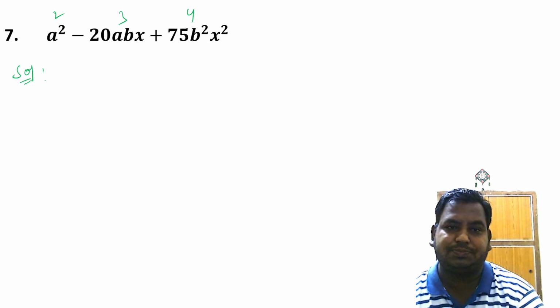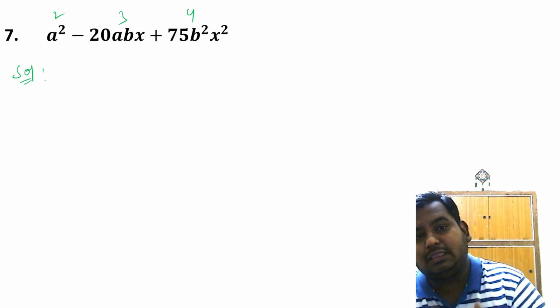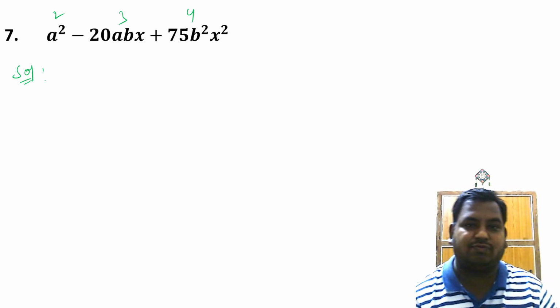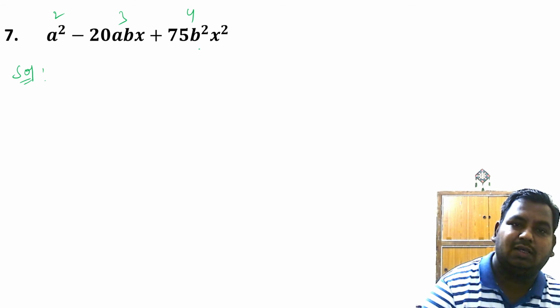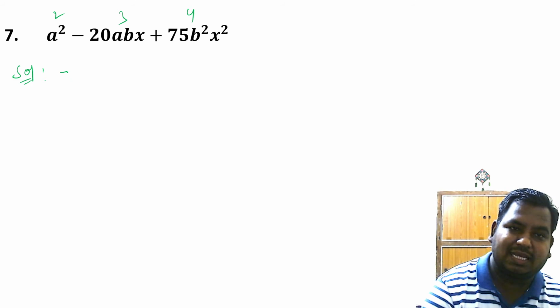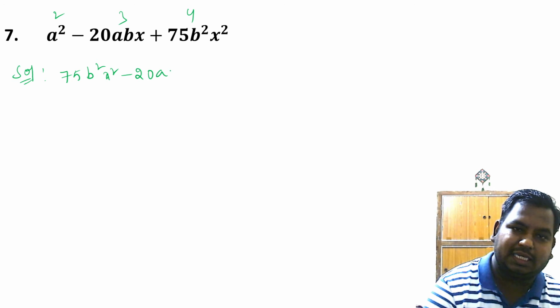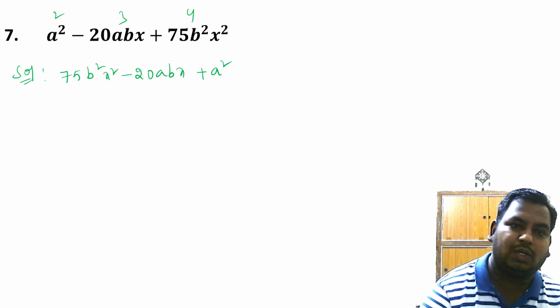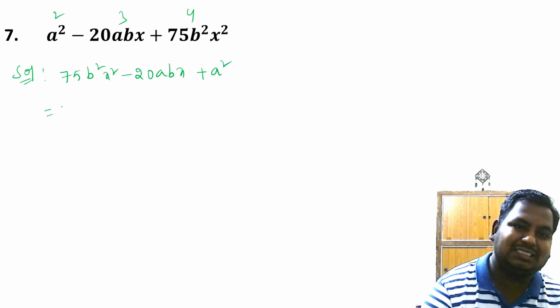So what should we do? We have to arrange the terms of the given polynomial in the decreasing order of the powers of the variable. We'll write the first term as 75 b square x square. Second term is minus 20 abx and third term is a square. Arrangement completed.